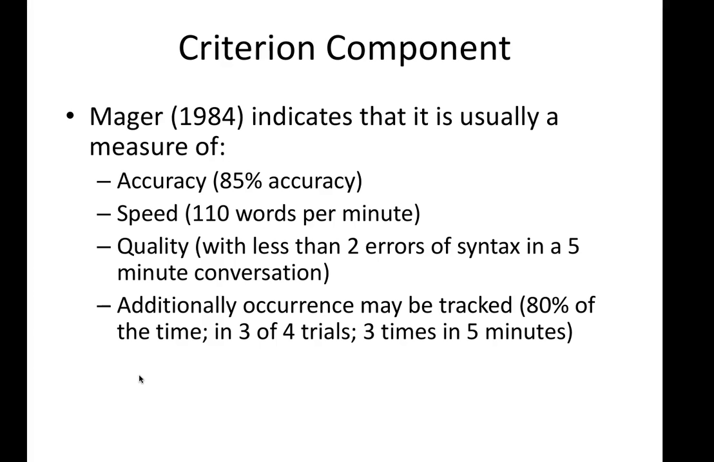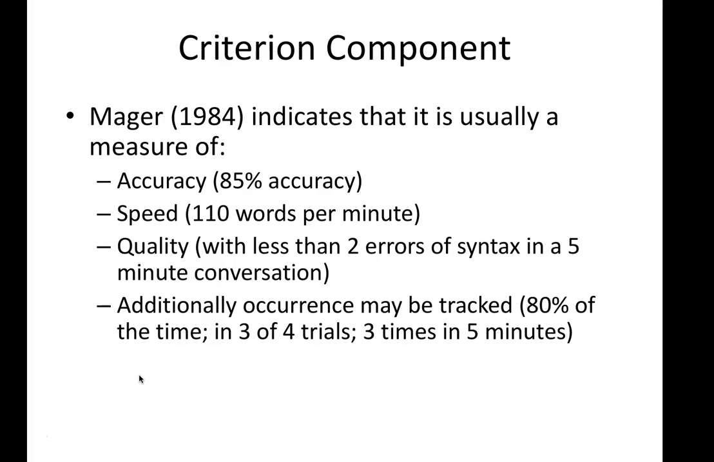Quality, with less than 2 errors of syntax in a 5-minute conversation. And additionally, occurrence may be tracked 80% of the time, or in 3 of 4 trials, or 3 times in 5 minutes. I call this 3 times in 5 minutes. I call that opportunity per time, right? Or number per time, sorry, number per time. And I want you to do it a certain number in a certain amount of time, number per time.